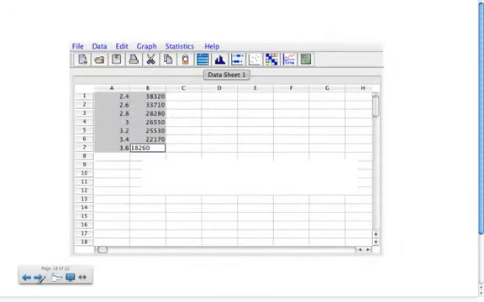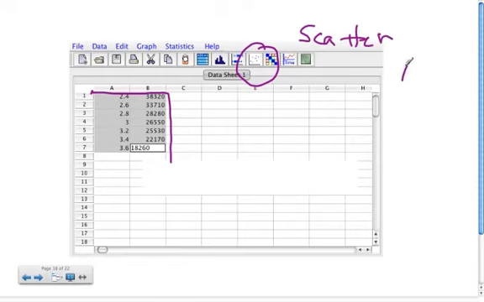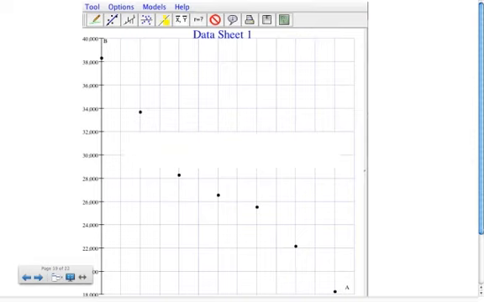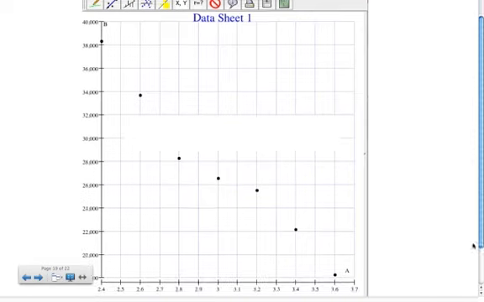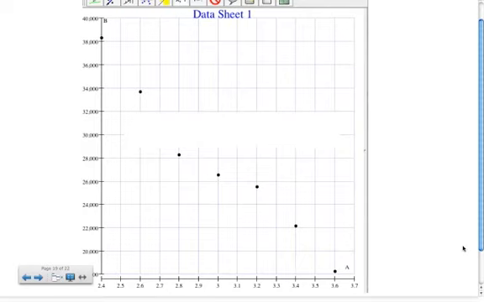Once you've done that, you need to start in this upper left-hand corner, drag over and down, and it will highlight everything in both columns. Then what I need you to do is come up here and click on this button right here, which is the scatter plot button. After you do that, you should see a picture that looks similar to this. It has graphed all your pairs for you.